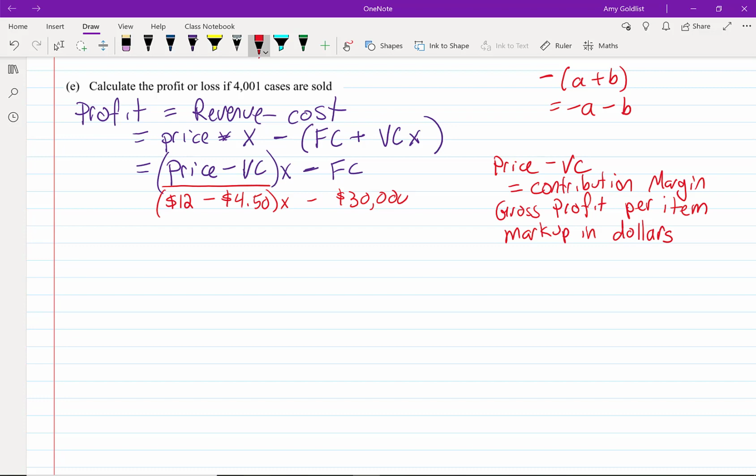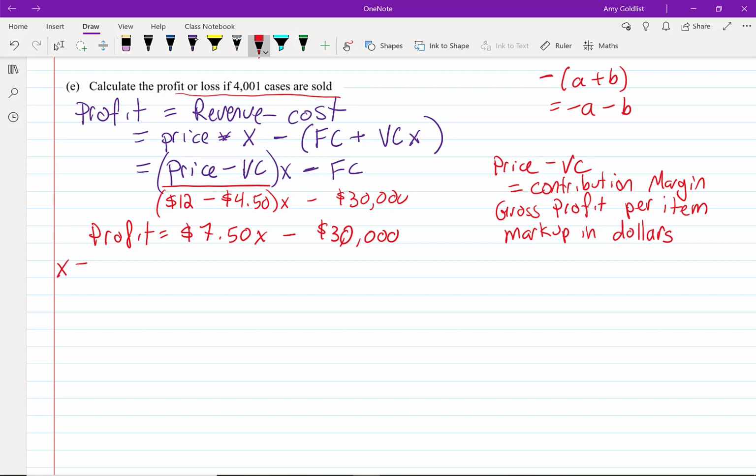In this case, we had 750x minus $30,000. That's the profit equation for Happy Days ice cream. 750 is our profit margin. Okay, where am I going with this? Let's go back to profit or loss if 4,001 cases are sold.